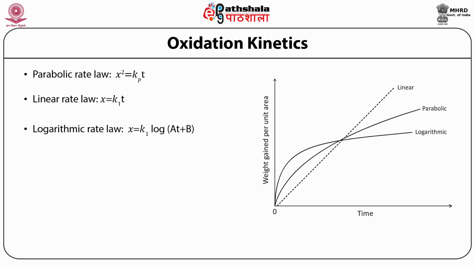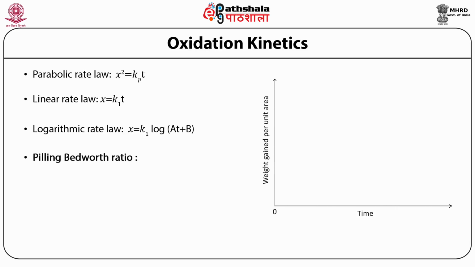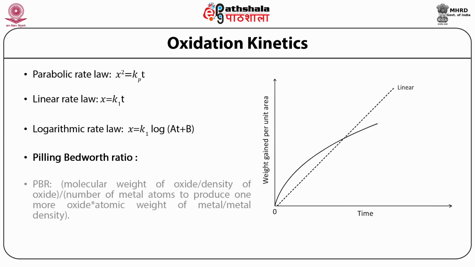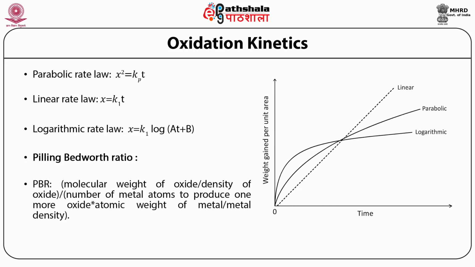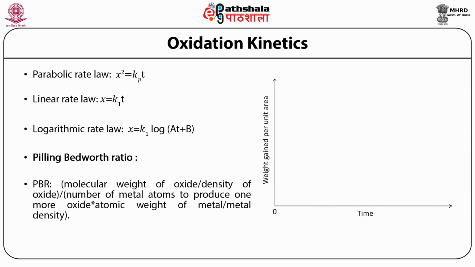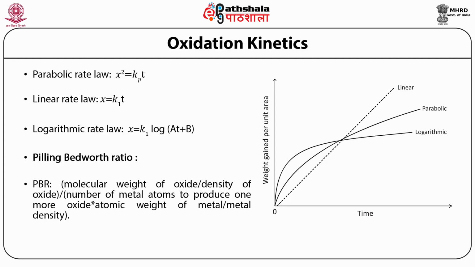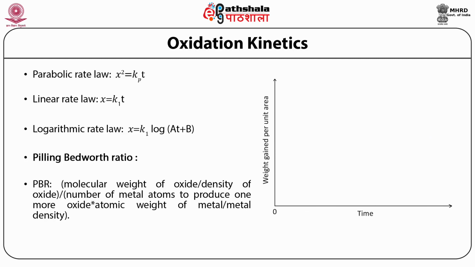Next type of law which we are going to see is the Pilling-Bedworth ratio. The effectiveness of the coverage of the surface of the oxide is given by Pilling-Bedworth ratio, which is the ratio of the volume of the metal oxide to the volume of the metal from which it is formed. One can derive the mathematical relationship for this once the density of the oxide and the metal are known, as well as the number of metal atoms in one formula unit of the oxide.